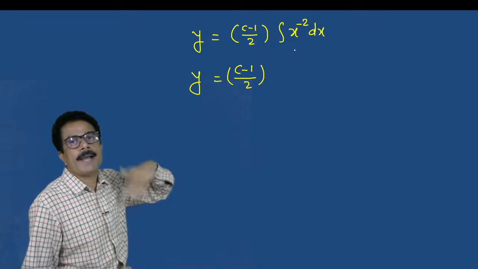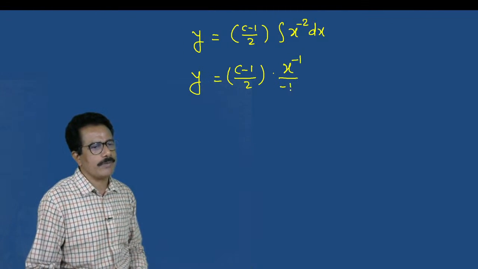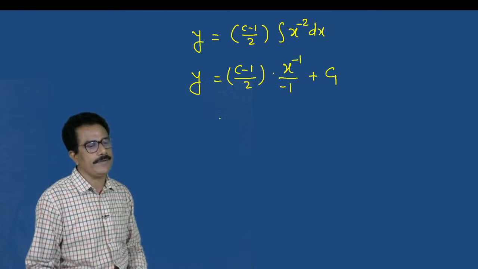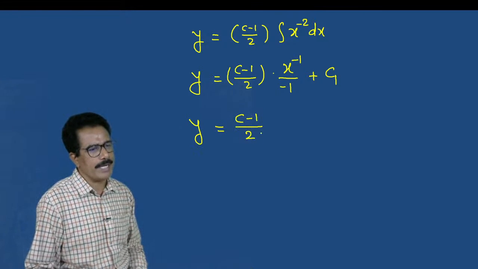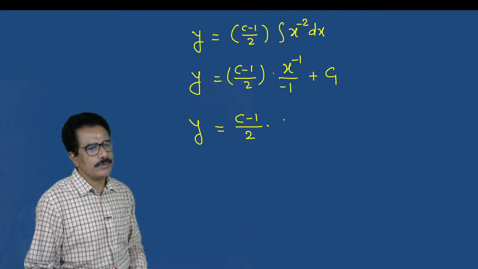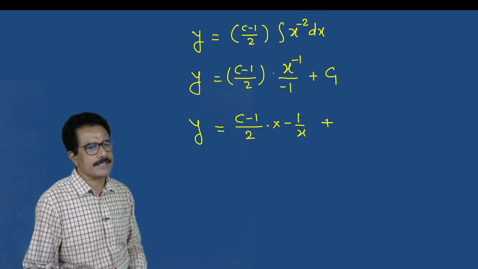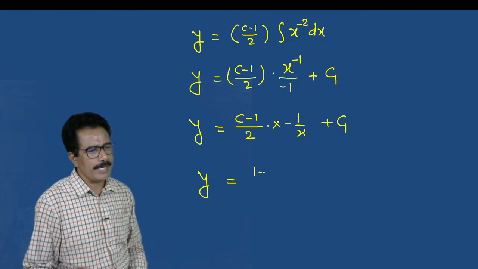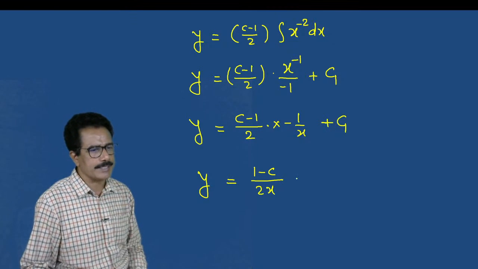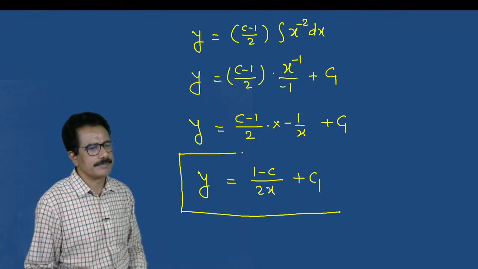students? Now you tell me. Minus 2 plus 1 divided by minus 1 means x raised to minus 1 divided by minus 1 plus constant of integration c1. Y is equal to c minus 1 divided by 2 into minus 1 upon x plus c1. So y is equal to 1 minus c divided by 2x plus c1. This is the required functional.